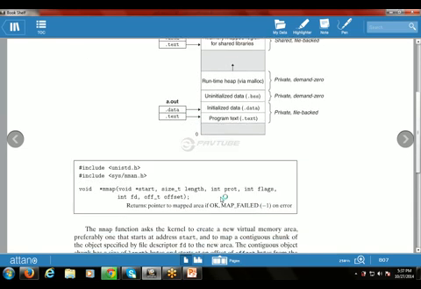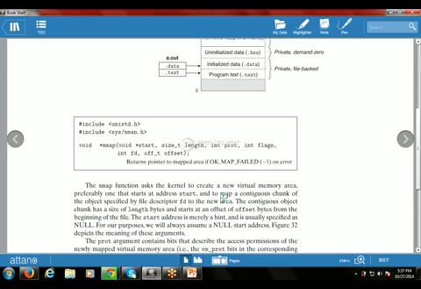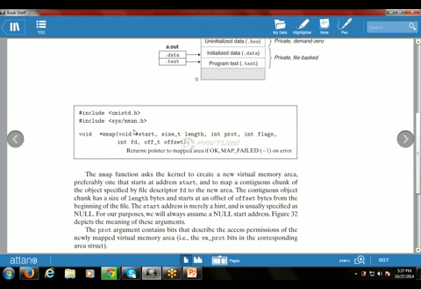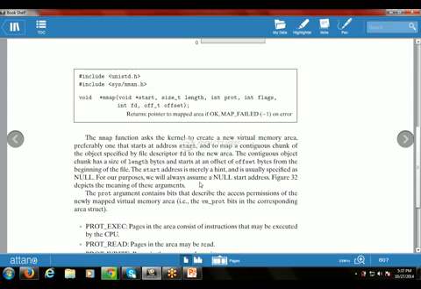This is the example that is shown with the help of the C language. This is the code showing how the mmap function is used. There are two header files that are used. One is unistd.h, the unified standard header that contains library functions used in the Unix operating system. In the same way, there is sys/mman.h, the memory management header.